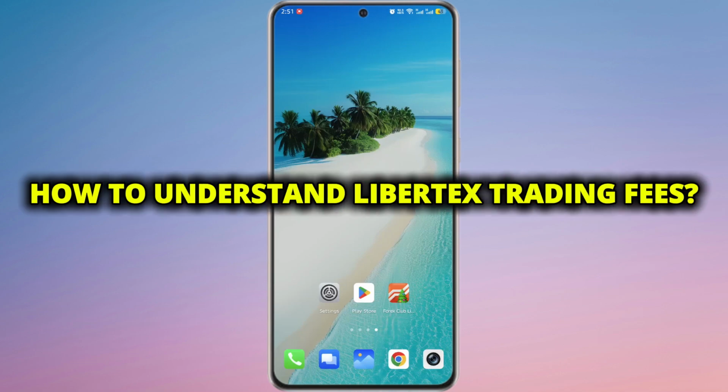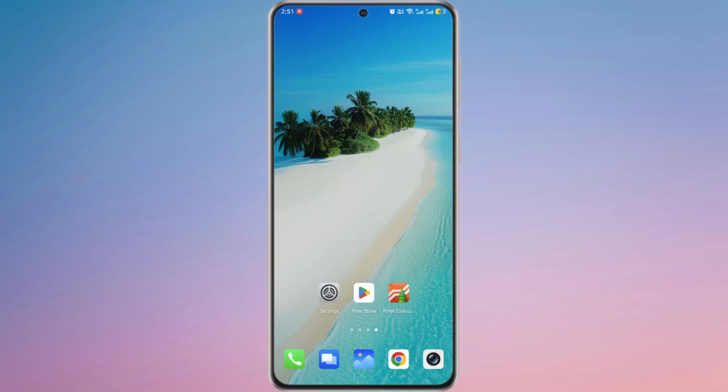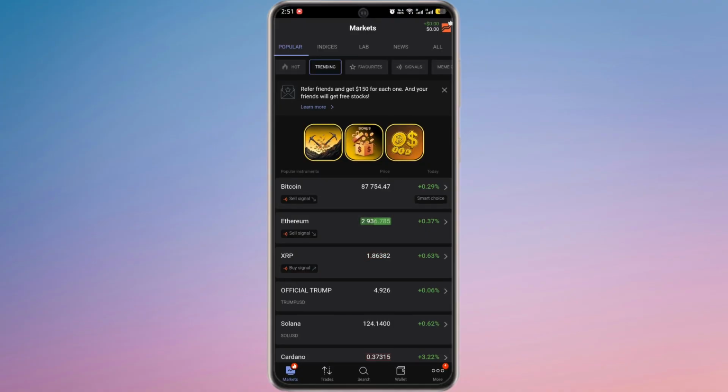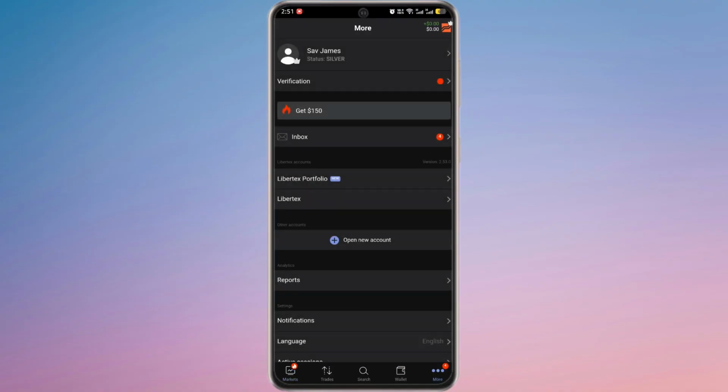How to understand Libertex trading fees. First of all, open the app on your device and make sure you are logged in. Once logged in, tap on the More section from the bottom bar, then navigate to Libertex Portfolio or Reports to check your trading activity or fees.